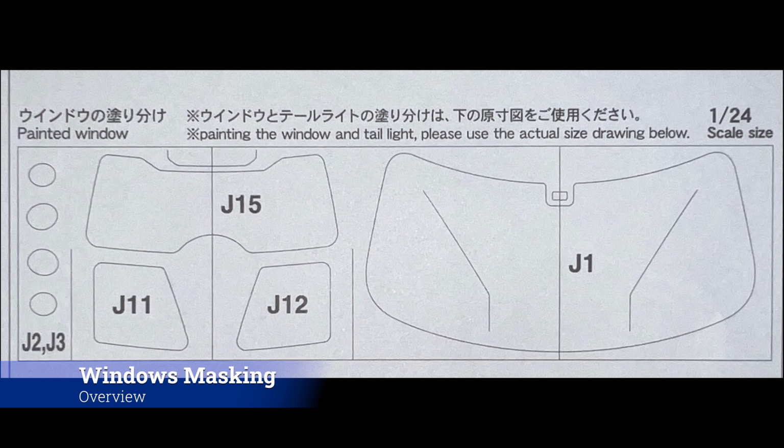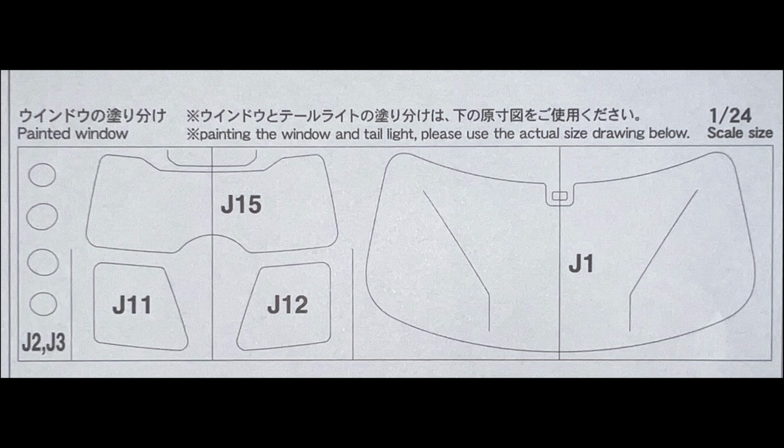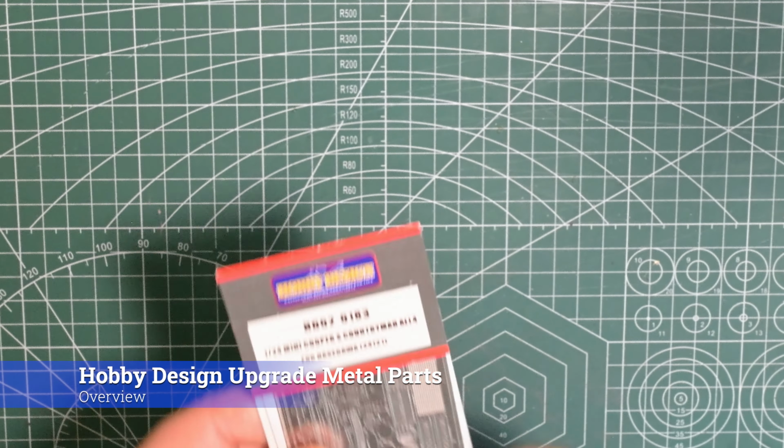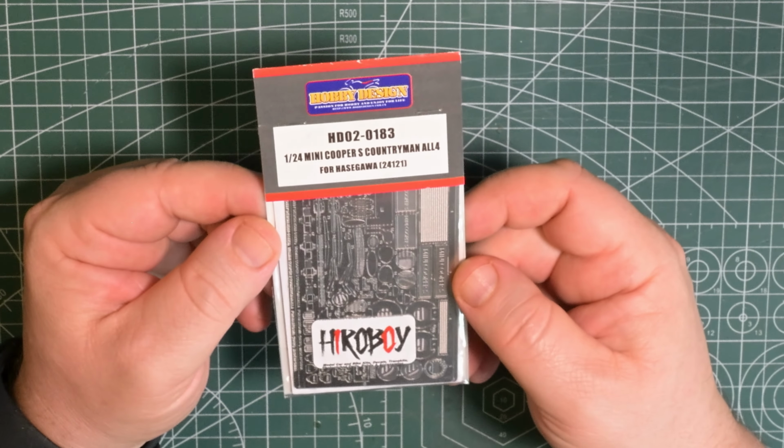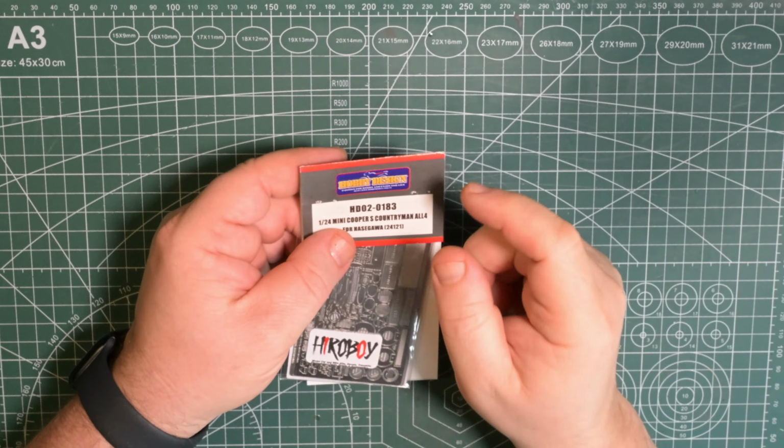Windows and tail lights painting masks are not included with that kit, but instead the factory provided a drawing in the instruction manual, which is actual size. I think I will scan it and use my Cricut printer to do an accurate cutting. As usual, I am trying to add detail with a photo etch kit, an upgrade by Hobby Design, whenever possible.